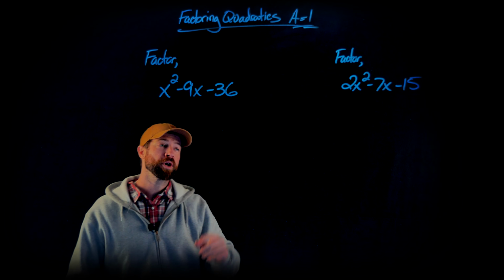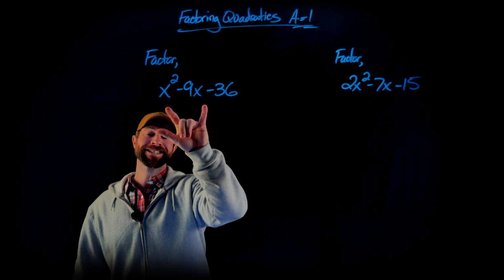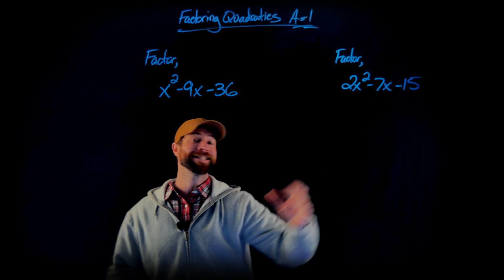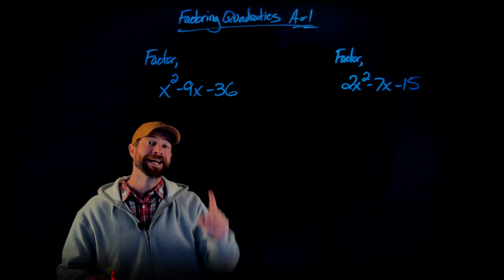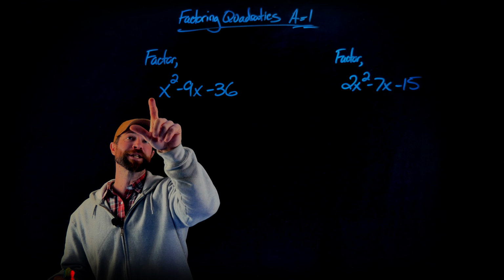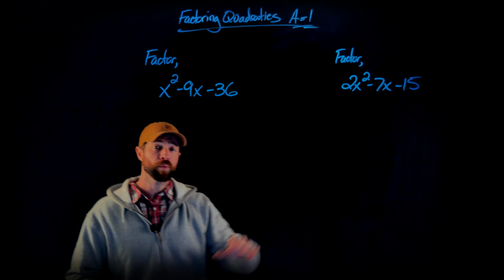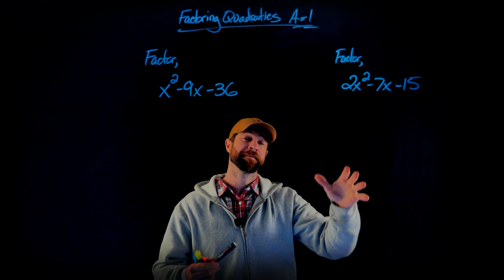What I want to say though, it's really important that the way that we factor these is really different than the way that we factor quadratics that look like these. These are both quadratic trinomials. The difference is the lead coefficient in this case is a 1. The lead coefficient in this case is not 1. We'll talk about factoring these in a different video.